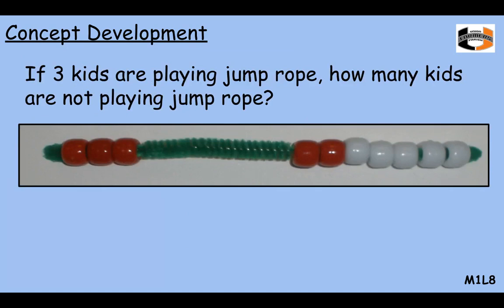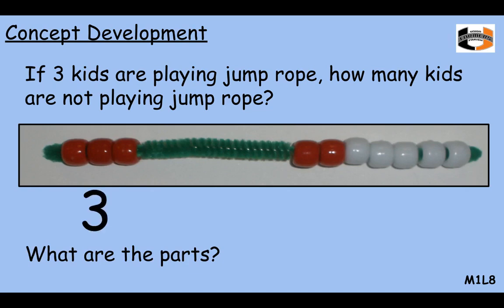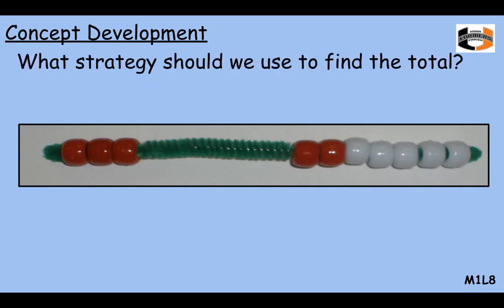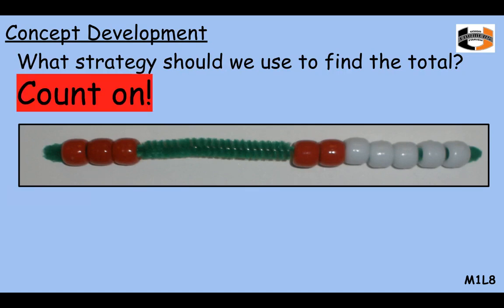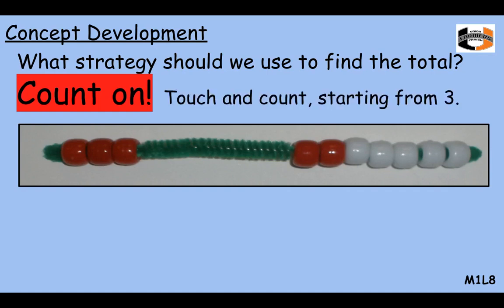If 3 kids are playing jump rope, how many kids are not playing jump rope? That's right. So the parts are 3 and 7. What strategies should we use to find the total? Count on. Touch and count starting from 3.